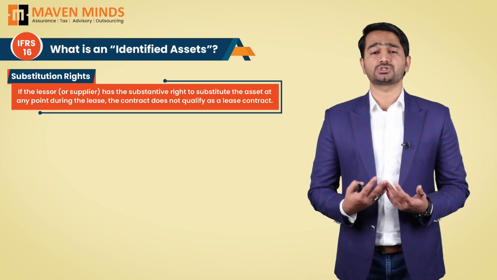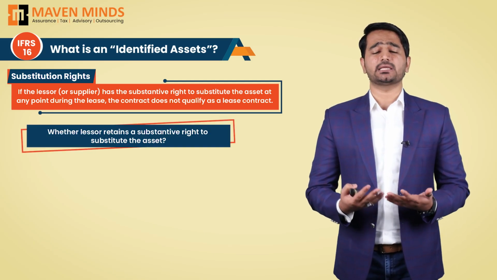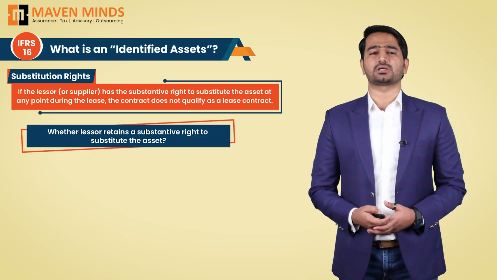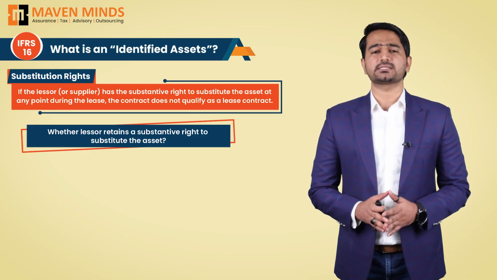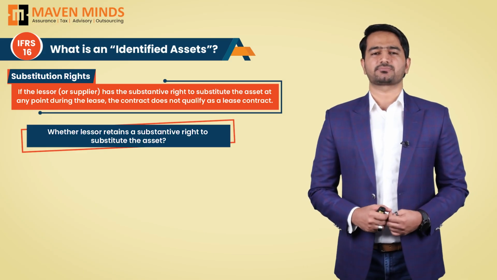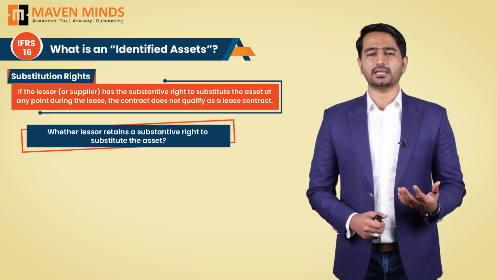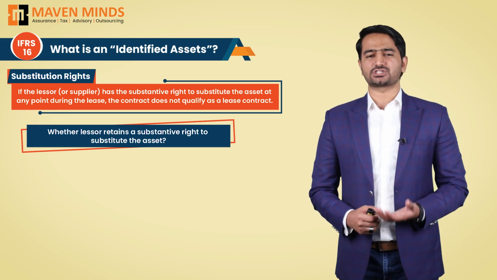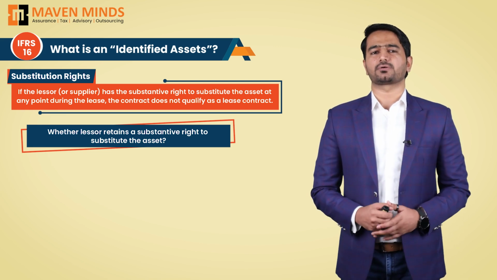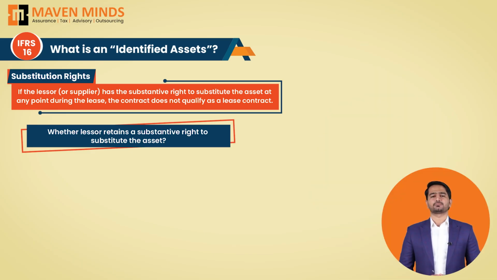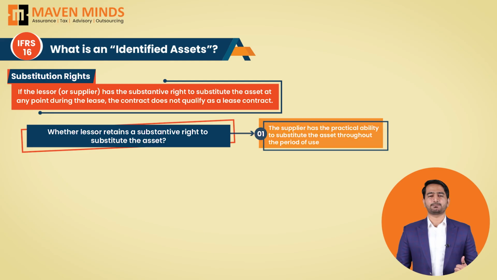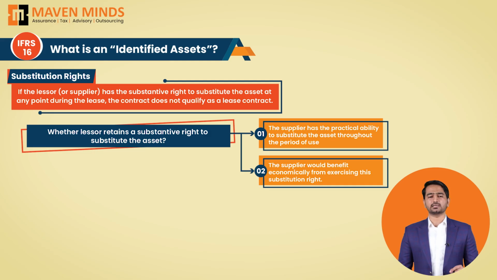But here a question arises: what exactly makes a substitution right substantial? IFRS 16 provides us with two important conditions. If both of these conditions are met, the substitution right is substantial and the contract is not a lease contract. Let's take a closer look. Number one, the supplier has the practical ability to substitute the asset throughout the period of use. And number two, the supplier would benefit economically from exercising this substitution right.